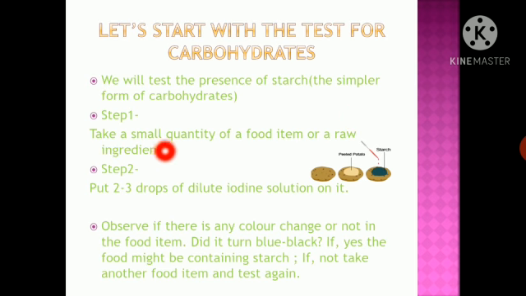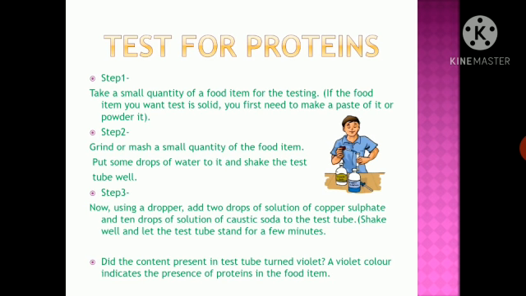Step 1. Take a small quantity of a food item or a raw ingredient. Step 2. Put 2 to 3 drops of dilute iodine solution on it. Observe if there is any color change or not in the food item. Did it turn blue-black? If yes, the food might be containing starch. If not, take another food item and test again.